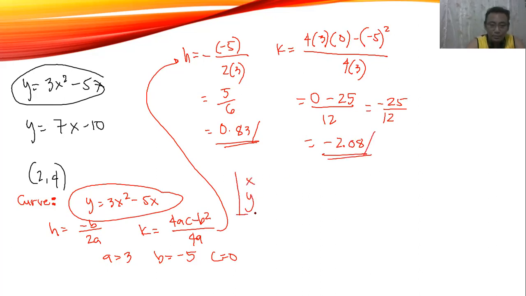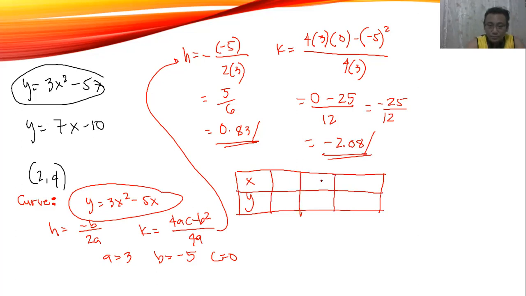So, lagay natin sa table of values natin. So we will be solving at least 3, 0.83, negative 2.08, at least 3, para ma-graph natin yung parabola natin. So, papunta sa right, we have to add 1. So, magiging 1.83. Papunta sa left, we have to subtract 1. 0.83 minus 1 is equal to negative 0.17.